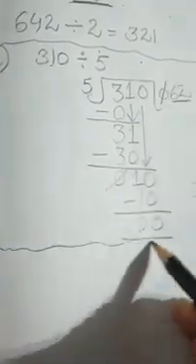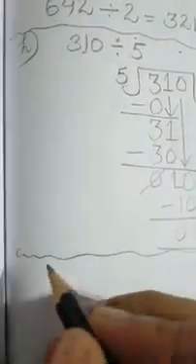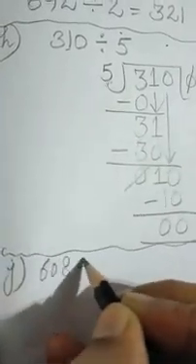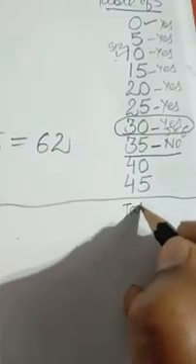Yes, now see the J part. How to do the J part? What is the statement of the J part? 608 divided by 8. Yes, 608 divided by 8. Yes, table of 8.